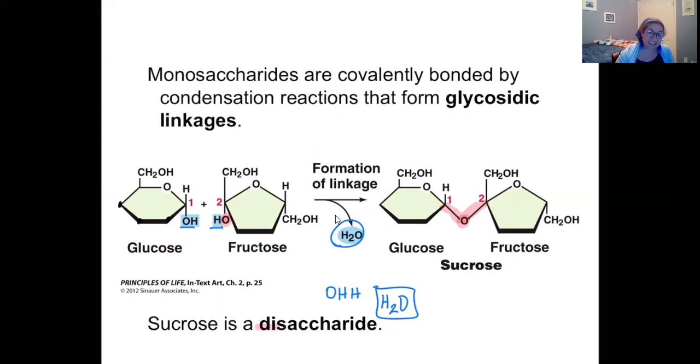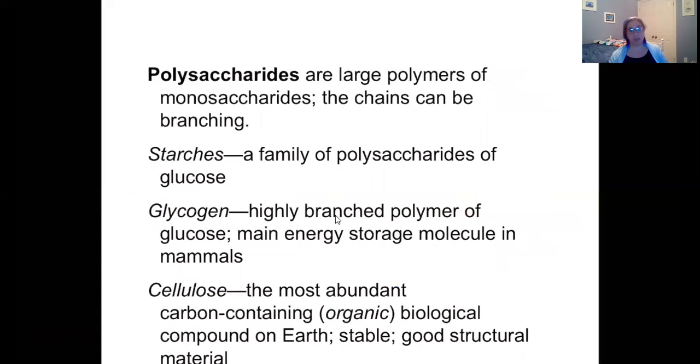Oh, and just to note, when there's 2 monomers, when there's 2 sugars in the carbohydrates, it's called a disaccharide. Di means 2. If it's more than 2, it's called a polysaccharide. Poly means many. And so there'll be many chains of those monosaccharides coming together.